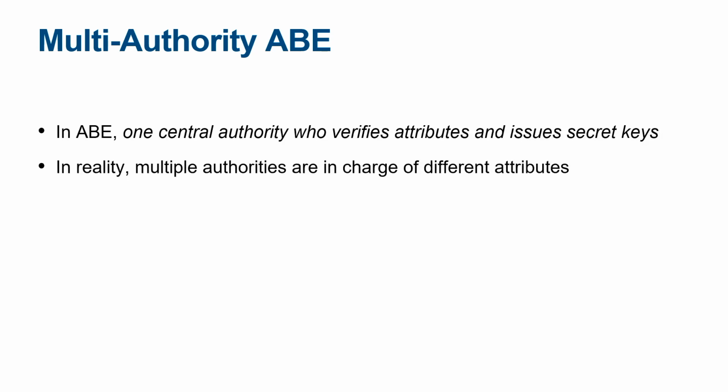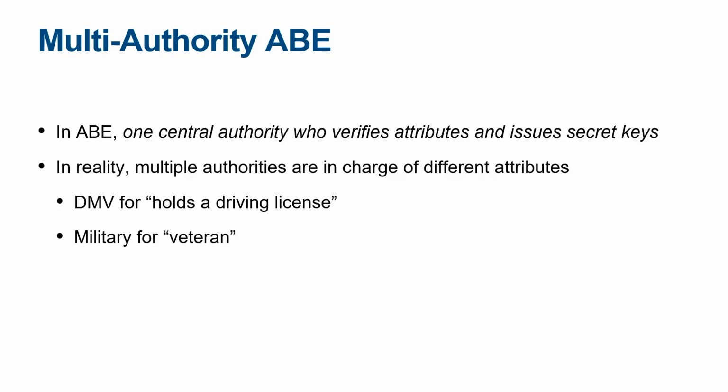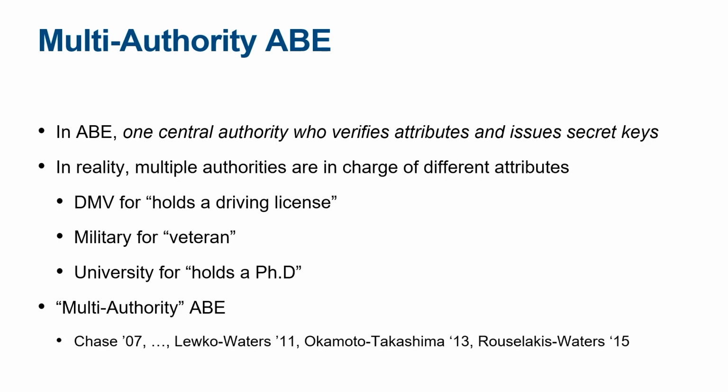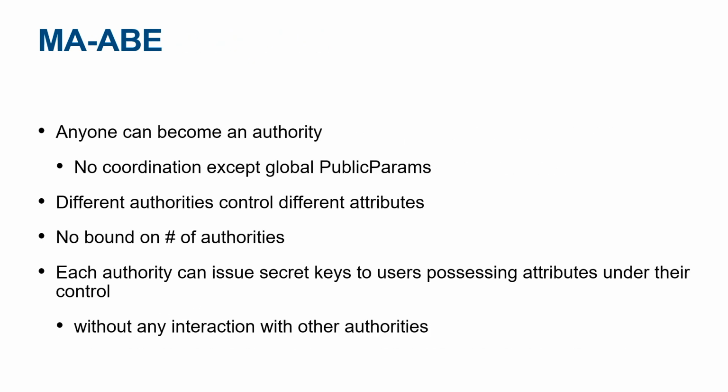So imagine, for instance, you have a really large system where you have large organizations involved, like the DMV, the military, maybe some university, and each organization should be in charge of generating their own keys. Right? The DMV is the one telling people whether they have a driving license or not, and the university is the one issuing PhD certificates, and so on. And this is what multi-authority ABE comes to solve. This is an idea that was put forward by Chase about 15 years ago and has received quite a lot of attention since then.